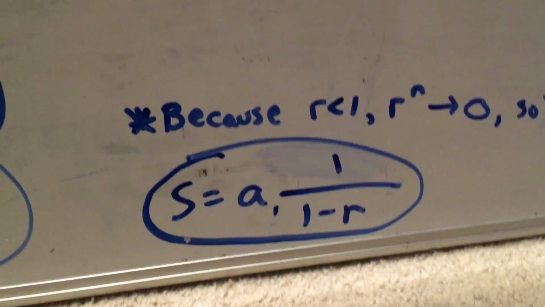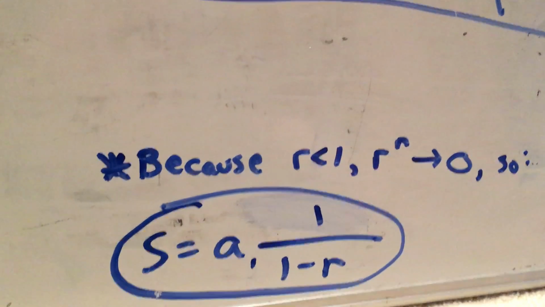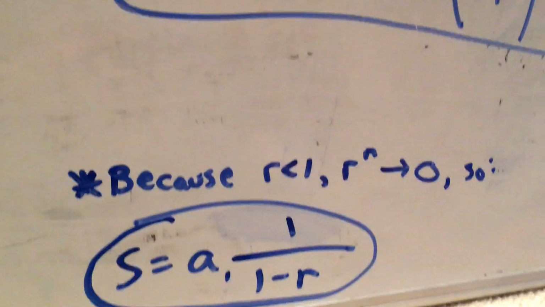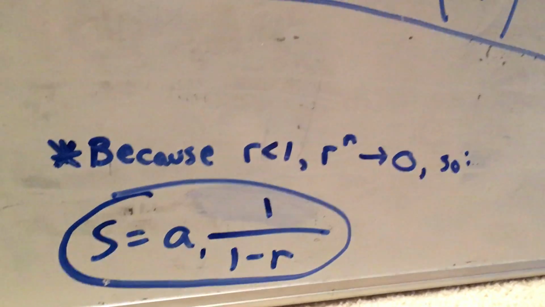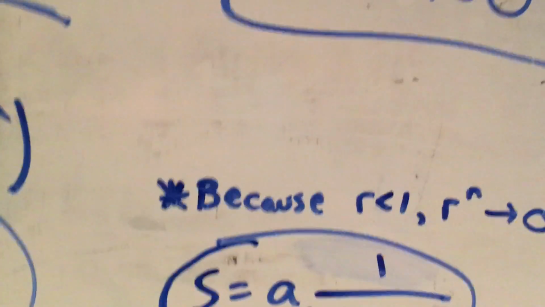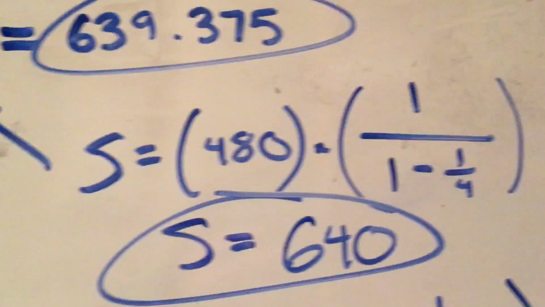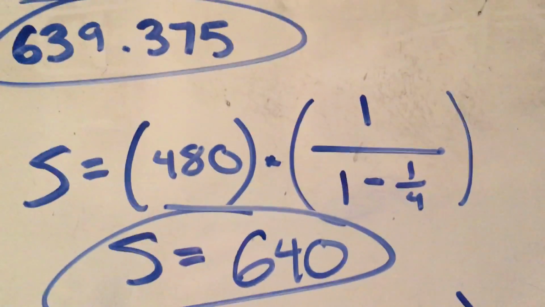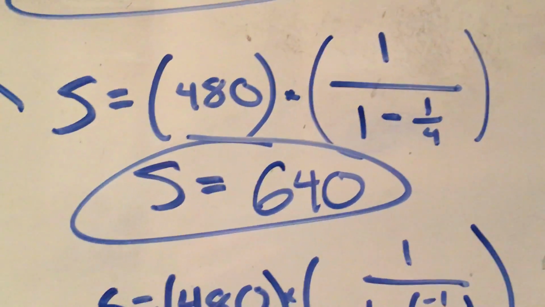So then what we're going to do, because we need to find if the bug continues along this path forever, where it will end up. We can do this for both the total distance it travels and the total distance it is from the y-axis. And so we just have to use our two different sigma notations here. Our first one, as we had up here, where our rate was 1/4, we just have to go to our formula and plug in our starting value times 1 over 1 minus the rate, which is 1/4. When we simplify that, we get 640.